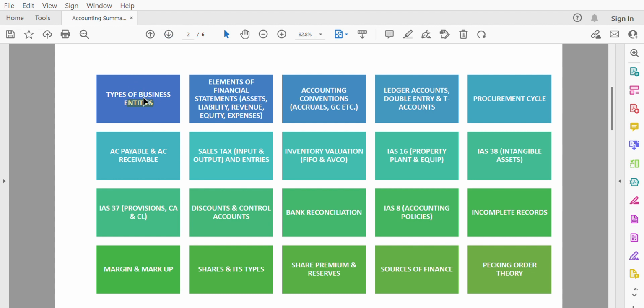Then there is a partnership. Then thirdly, there is a limited liability company. So the way of accounting changes to some extent with respect to the types of business.